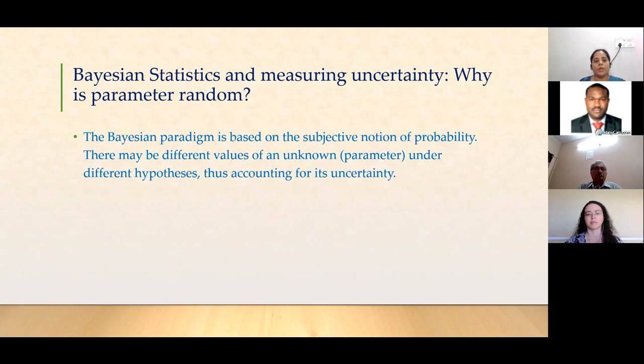There's a very important key concept in Bayesian statistics: the parameters are considered random, unlike in the frequentist approach. Why is that so? Because the Bayesian paradigm is based on the subjective notion of probability. There may be different values of an unknown parameter under different hypotheses, thus accounting for its uncertainty. So the randomness in a parameter is not because of variability in its values, like we consider randomness in data. Rather, the randomness in a parameter is because its true value is unknown and there is uncertainty about it.